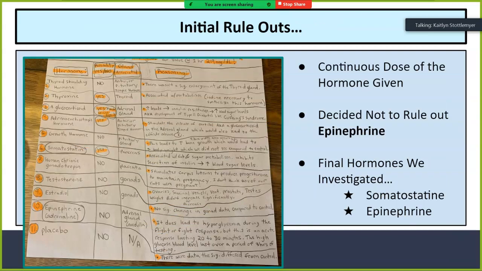All right, and then just our initial ruleouts, we made a list of all the hormones that were given as options and went from there. So looking at the continuous dose of hormone given, we decided to rule out thyroid stimulating hormone, growth hormone, HCG, testosterone, estradiol, placebo, and initially we had ruled out epinephrine, thyroxine, a glucocorticoid, ACTH, and somatostatin. But after talking to the professor during our initial consult, we decided to investigate epinephrine as well. So the final 2 hormones we investigated were somatostatin and epinephrine.